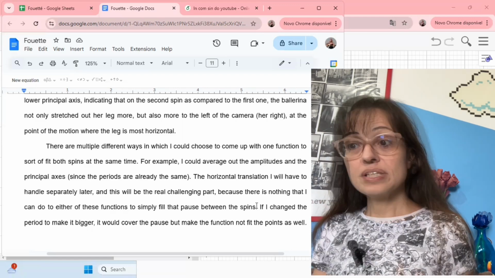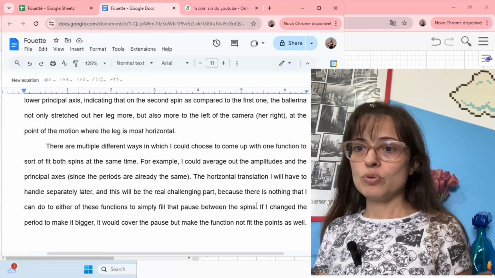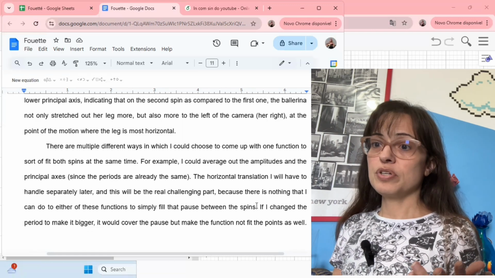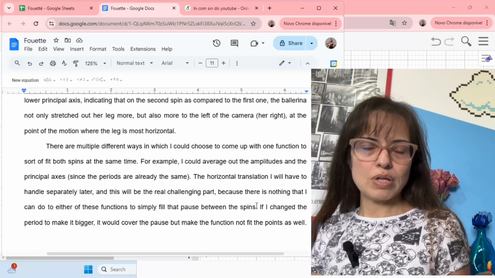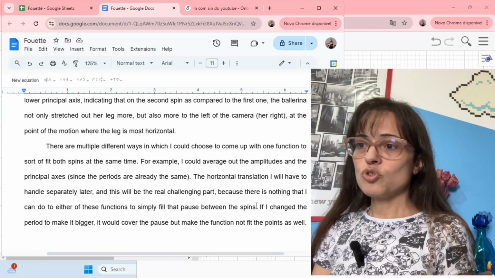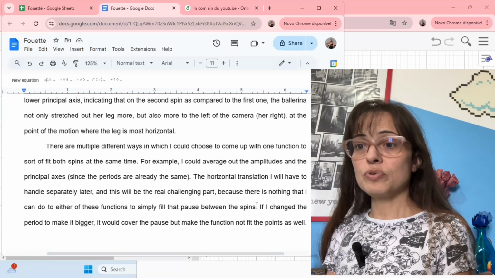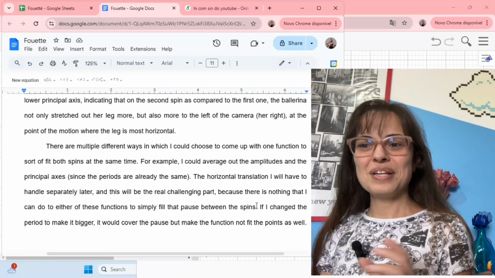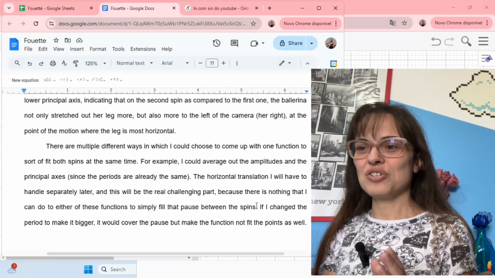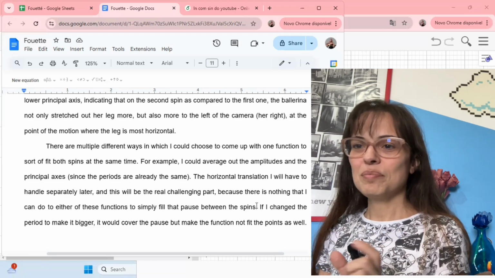I want one. For example, I could average out the amplitudes and the principal axis, since the periods are already the same. It would have been acceptable, okay? A lot of people do that kind of thing. The horizontal translation I will have to handle separately later, and this will be the real challenging part because there is nothing I can do to either of these functions to simply fill the pause between the spins.